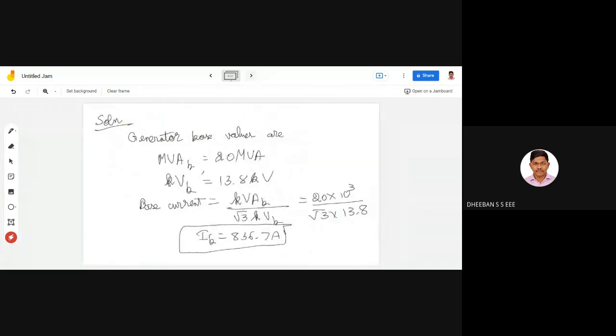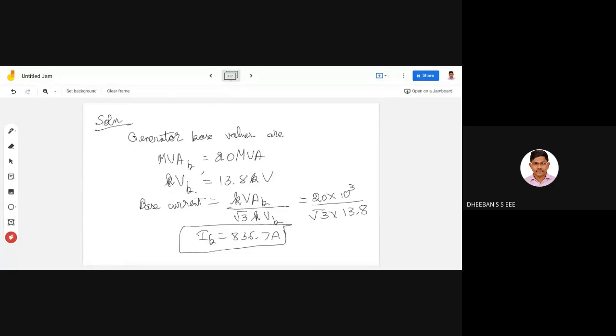Coming to the solution part, first you have to define your generator base values from the given values. They have given the base MVA to be around 20 MVA, and the base line voltage around 13.8 kV. These two values are given in the problem statement, and from this we have to go on to find your base current.